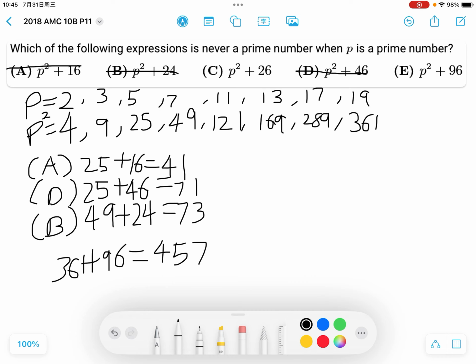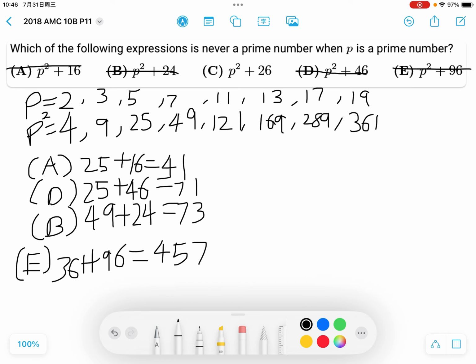So let's just try if it's divisible by 19. Since 361 is divisible by 19, we only have to see if 96 is divisible by 19. So 96 divided by 19 is 5, remainder 1. So it's not divisible by 19. If we try any other prime number, like 23, and you can also try 29 if you want to, they're just not divisible. So 457 is just prime, so we've eliminated option E.